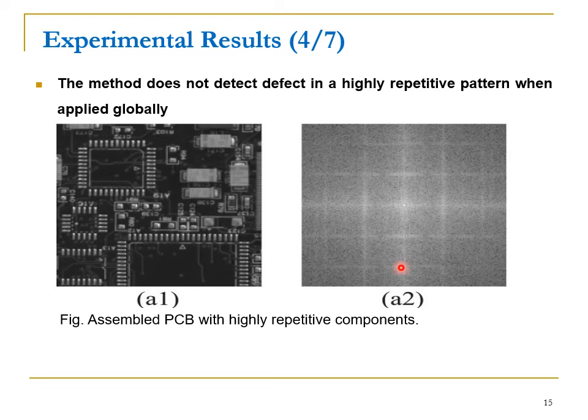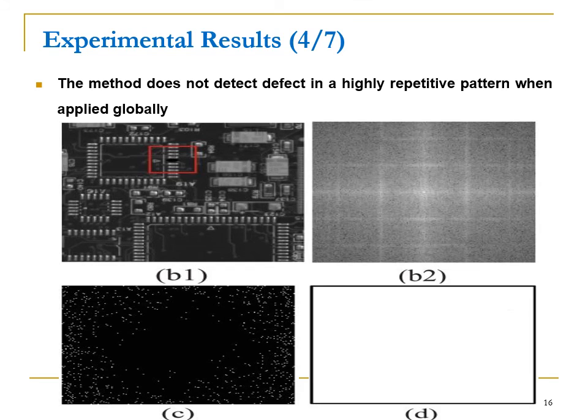Okay, so number 4, if the test image contains a highly repetitive pattern as is visible here, in that case our method does not detect the defect. We can see the image and its spectrum, and here again we can see the white dots. Some frequency components have been retained, but in the final reconstructed image we cannot identify the missed component. There was a missed component in the original image. It is not indicated in image D.